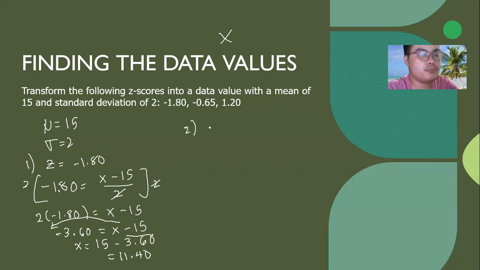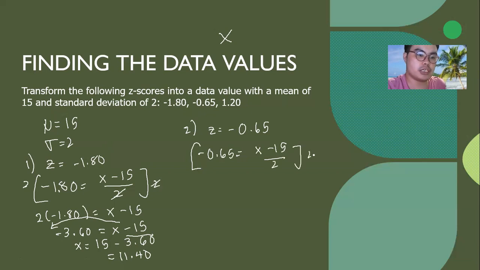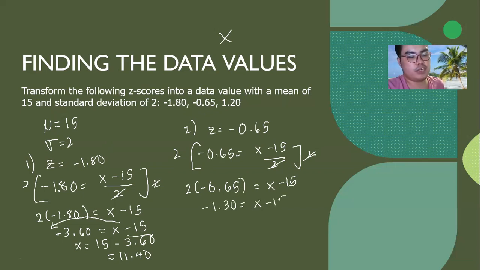So in number 2, your z is negative 0.65. So negative 0.65 equals x minus 15 over 2. So you're going to do the same process. We're going to perform the indicated operations. So this will become negative 1.30 equals x minus 15. We're going to transpose negative 15 to the other side. So this will become 15 minus 1.30, so this will become 13.70.